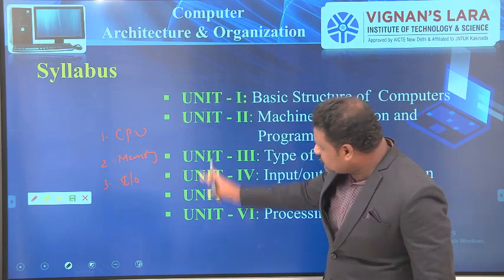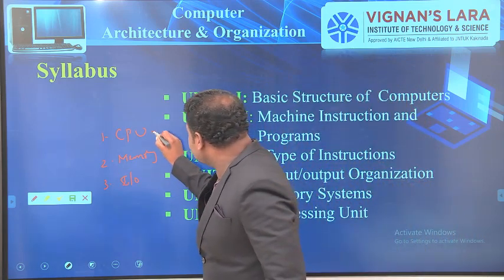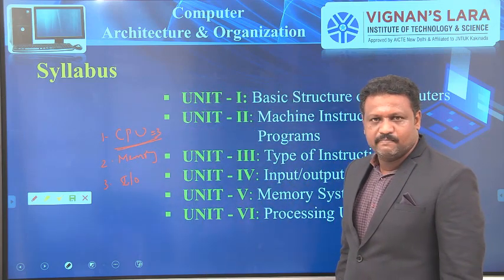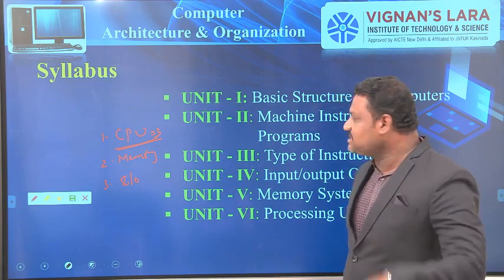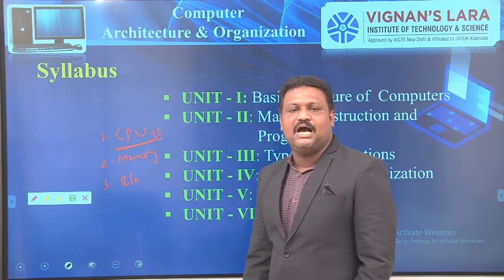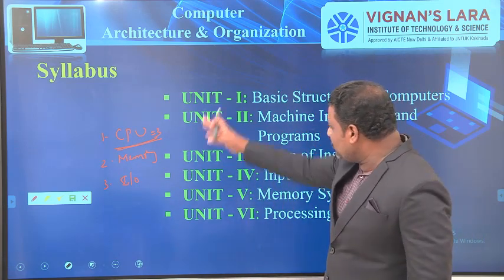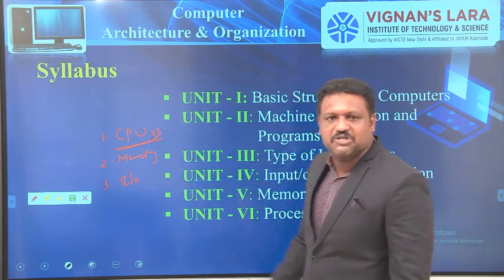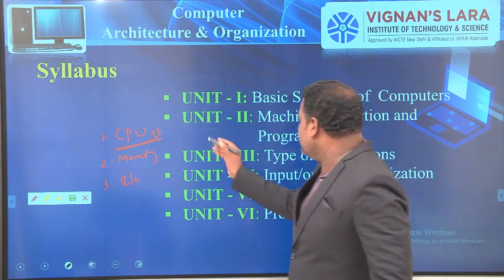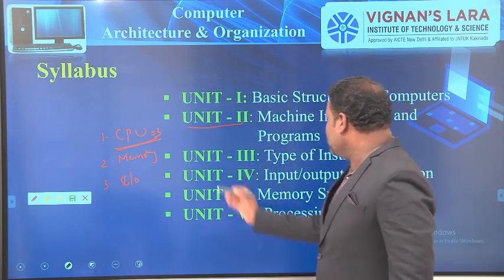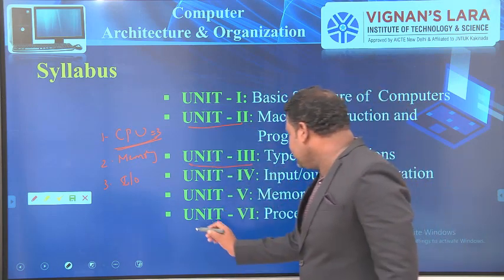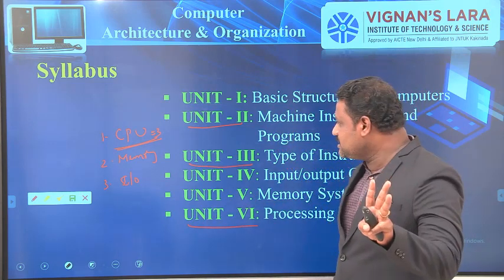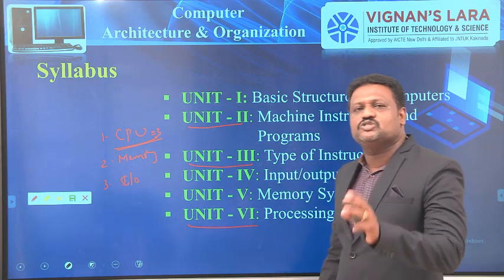Out of these 6 units, 3 units completely discuss the central processing unit, because we know that for a system, the CPU acts as the heart. That's why in our entire 6 units, 3 units discuss the central processing unit. Those are unit 2, unit 3, and then unit 6.